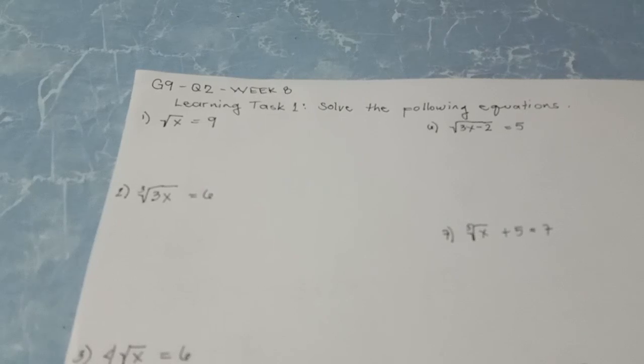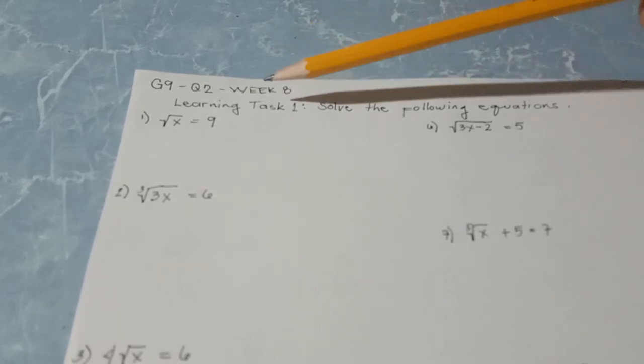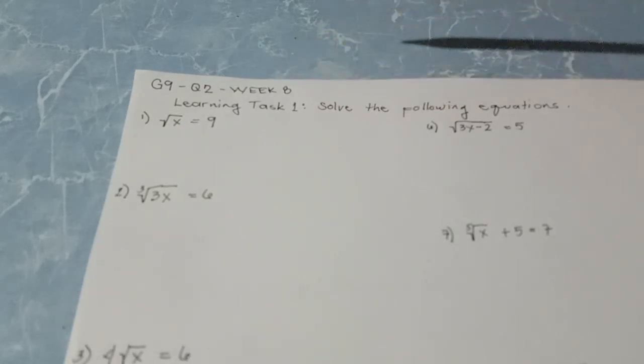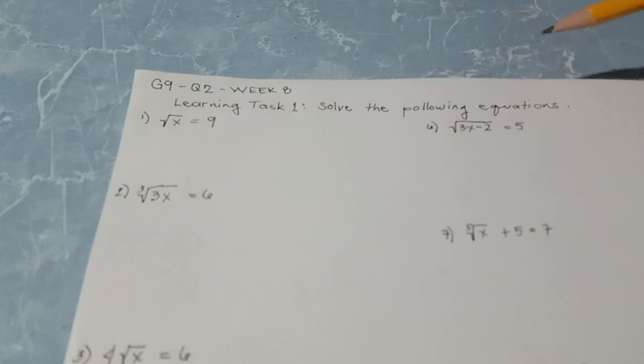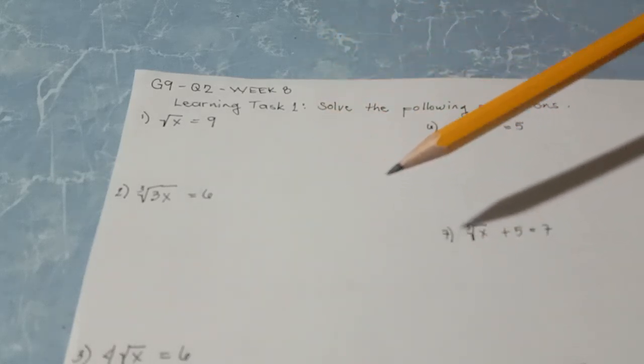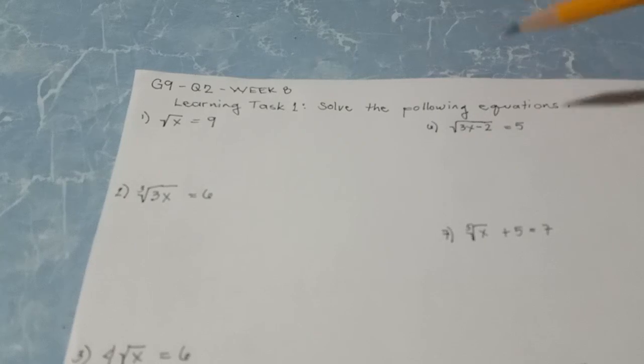So ito na yung last week natin para sa ating quarter 2. Week 8 ito, yung learning task number 1, and then magso-solve tayo ngayon ng radical equation. Paano ba mag-solve ng isang radical equation? So sasagutan natin ito, 15 items. Okay, simulan natin.